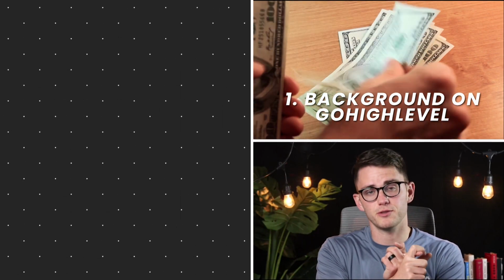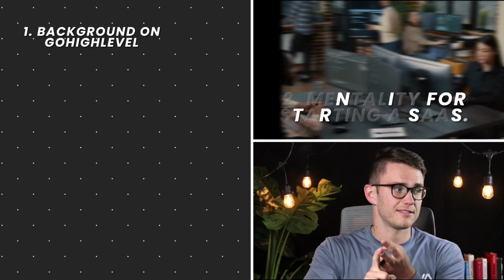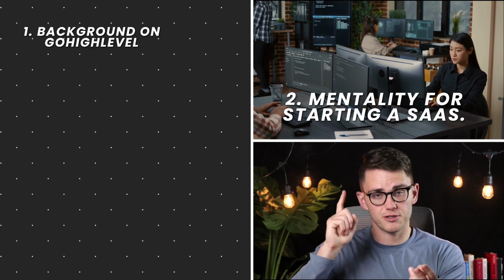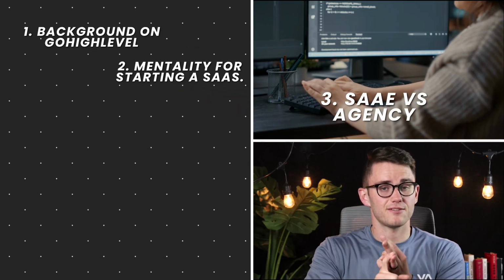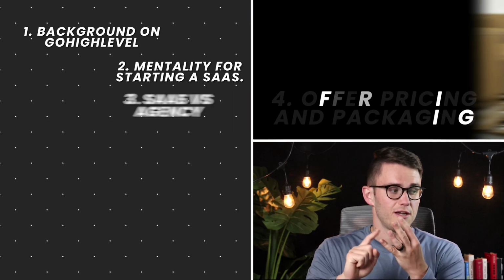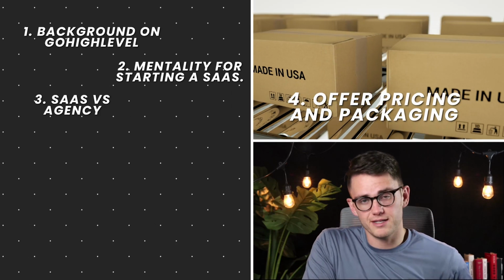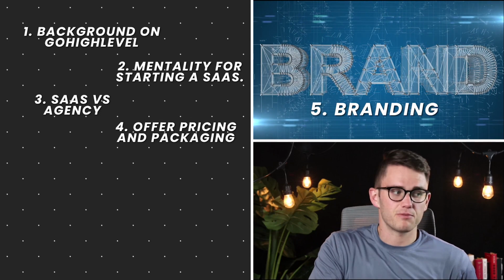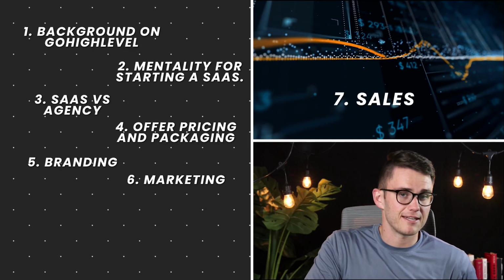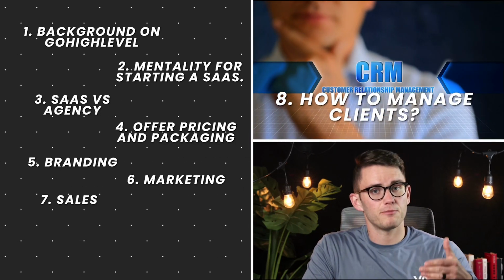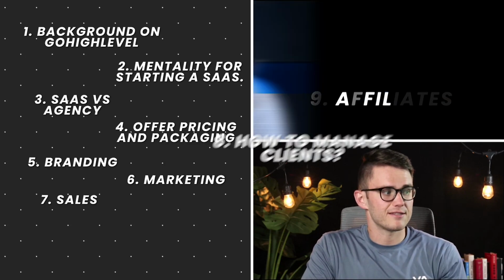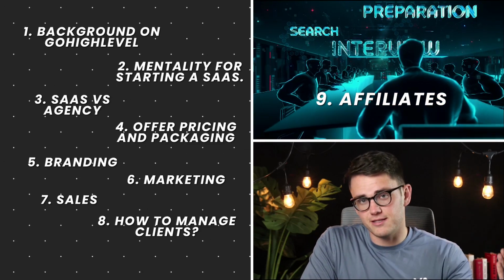And the 10 parts that we're going to cover, I'll add timestamps below: a quick backstory on GoHighLevel so you understand how they make money and how you make money. Secondly, the mentality behind starting a SaaS or SaaS agency. SaaS versus agency model is number 3. Number 4 is offers, pricing, and packaging. Number 5 is branding. 6, marketing. 7, sales. 8, how to onboard, manage, and retain clients. 9th, how to recruit affiliates to sell your own SaaS.